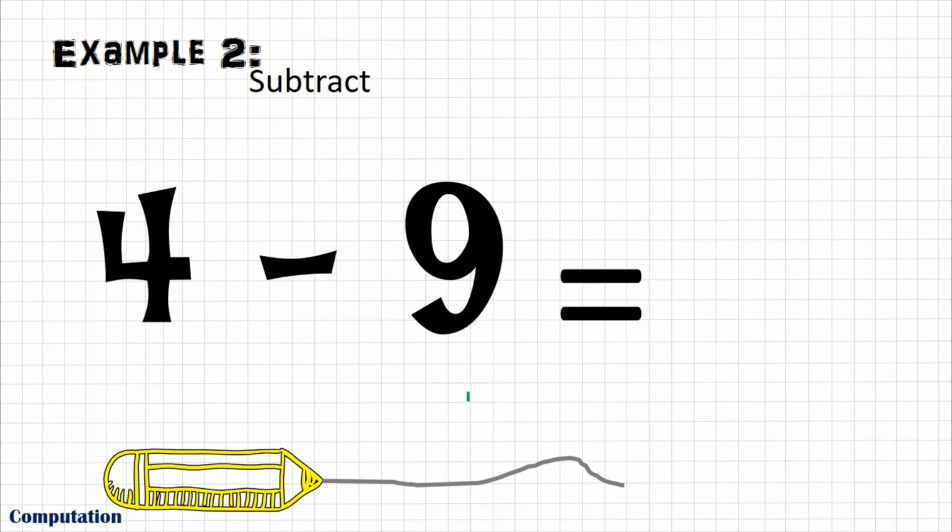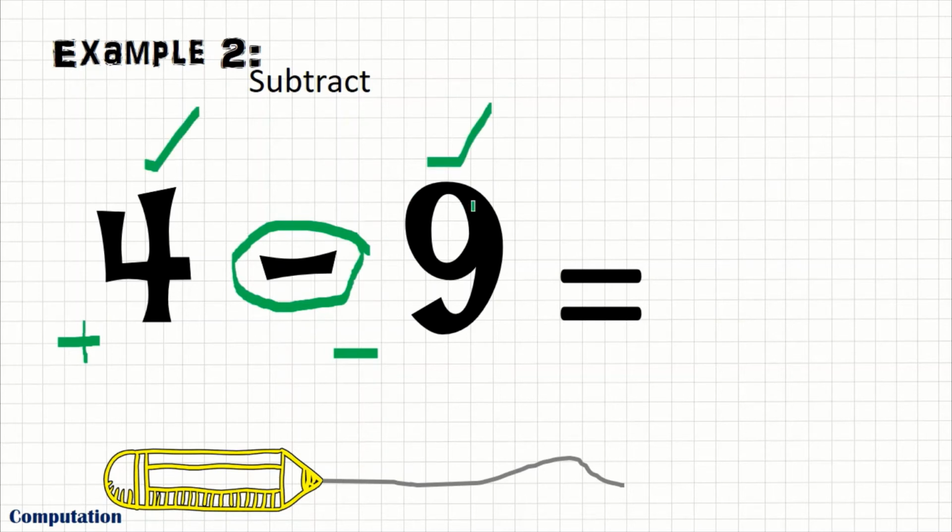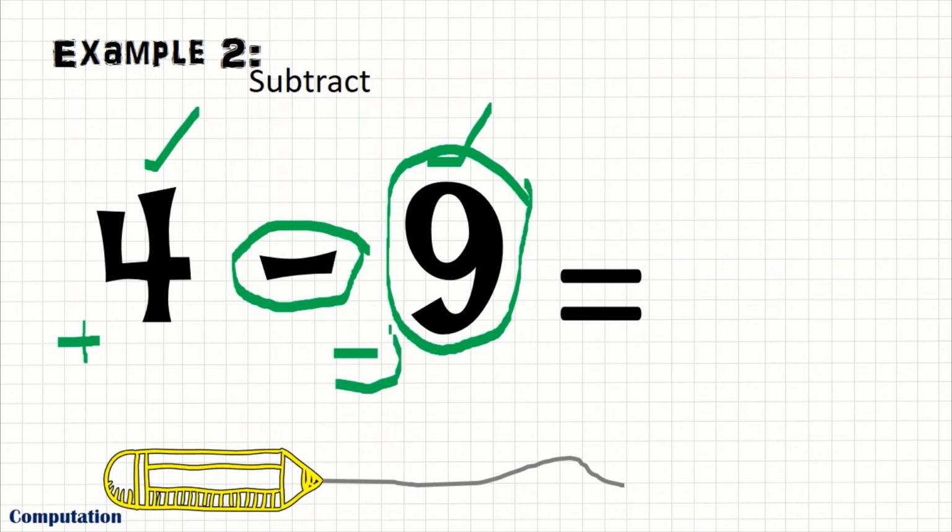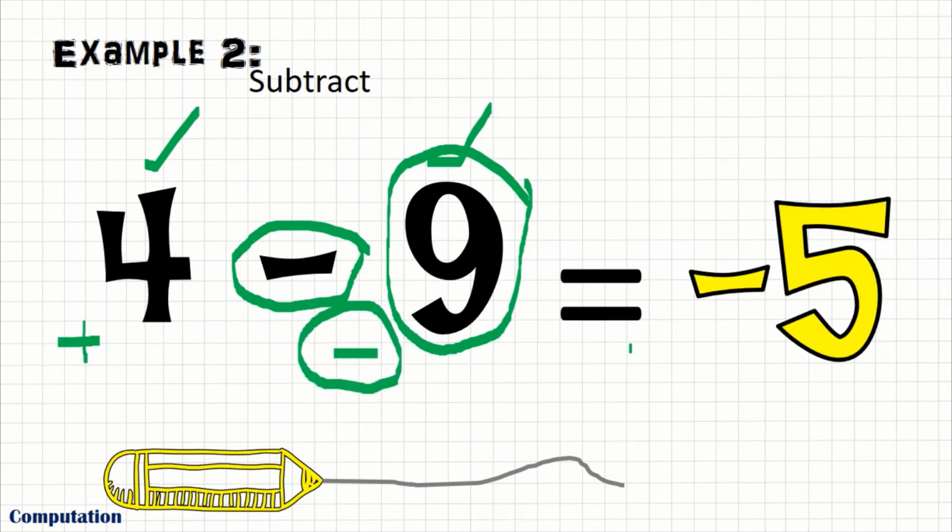Next, how about if we have 4 minus 9? Again, let us check the signs of each number. Si 4 ay positive. Si 9 ay negative dahil kay minus. So, if we have different signs, subtract the two numbers. 9 minus 4 is equal to 5. And then, kunin natin yung sign ng pinakamataas na number. Pinakamataas ang number ni 9 kaysa kay 4. So, kunin natin yung sign ni 9. So, we have negative 5.